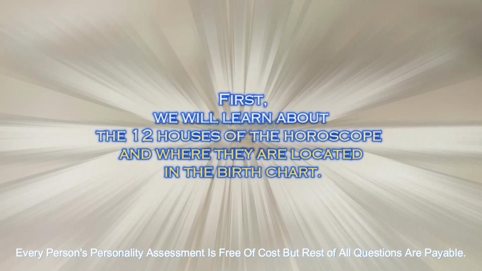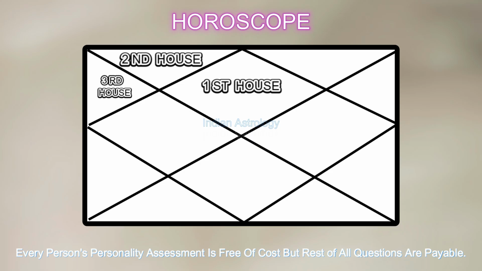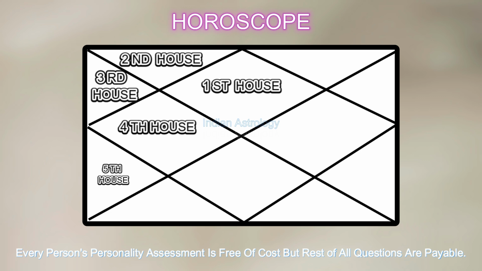First, we will learn about the 12 houses of the horoscope and where they are located in the birth chart. First, the first house comes here. Then the second house comes here. After that, the third house comes here. And then the fourth house comes here. Later, the fifth house comes here. Then the sixth house comes here.